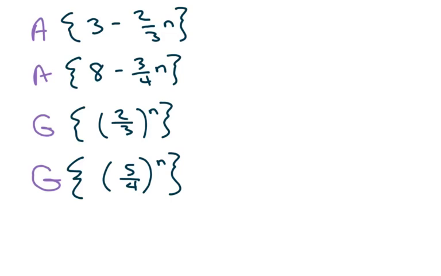So what you do for the arithmetic one is find the slope. And the slope here would be negative 2/3. So my common difference is negative 2/3. You could also write out some terms and see that that's what's going to happen. Here my common difference is going to be negative 3/4.